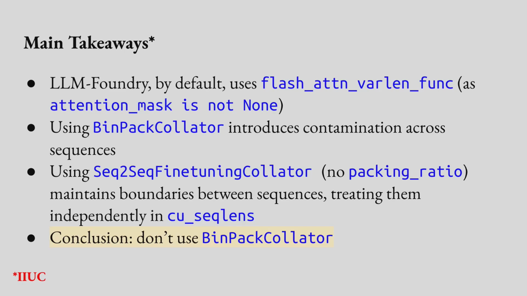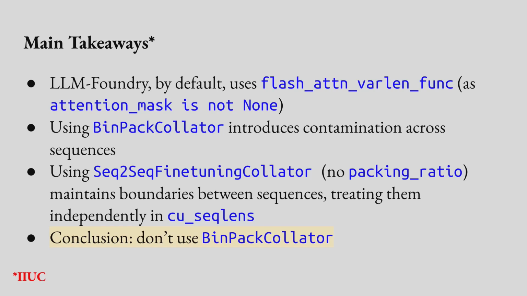So first takeaway is that LLM Foundry by default uses the flash attention var_len function, which, as the name suggests, allows for variable length sequences in the batch, so you can basically reduce or eliminate the use of padding tokens and do attention for each independent sequence. And this is triggered by the attention mask being not none, which we'll see later on as well.